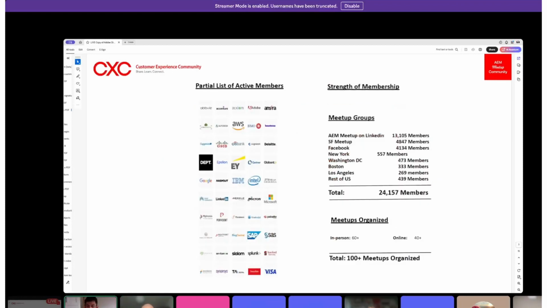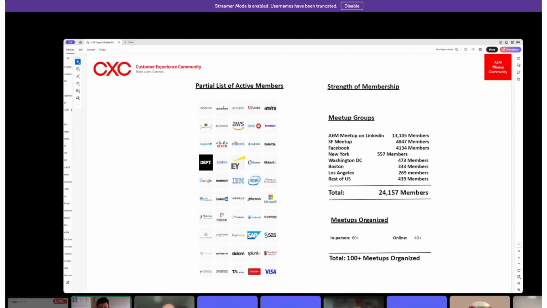Wonderful. Some active members we can highlight, and how big the community is today. On LinkedIn, we have more than 13,000 members, and the San Francisco community has 2 meetup groups with 4,800 members split between those groups. The Facebook group is the largest group on Facebook for AEM developers, with 4,000 members. In DC, Boston, and the rest of the US, in total, we are managing more than 24,000 members and counting.